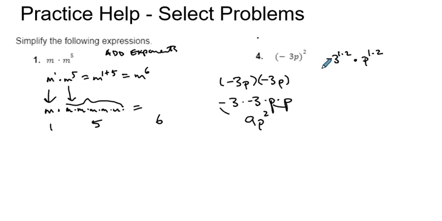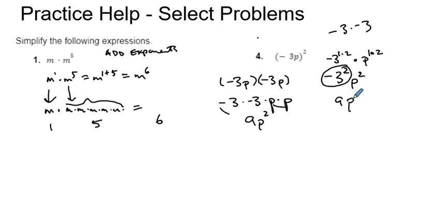But again, you can get that in a much more direct route by doing it this way. Because negative 3 to the 1 times 2 is negative 3 squared, and then p to the 1 times 2 is p squared. And then we just have to simplify that, and that's just negative 3 times negative 3.